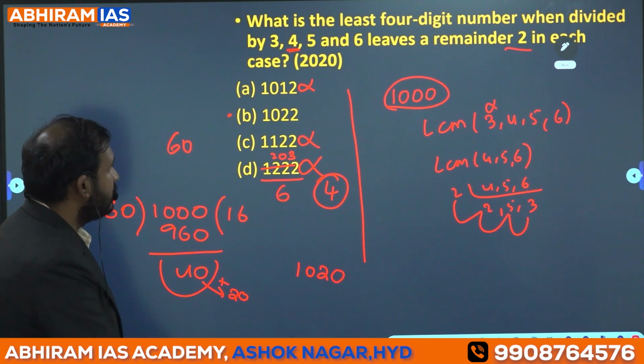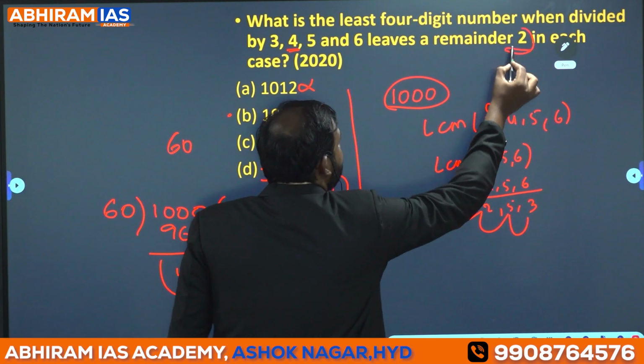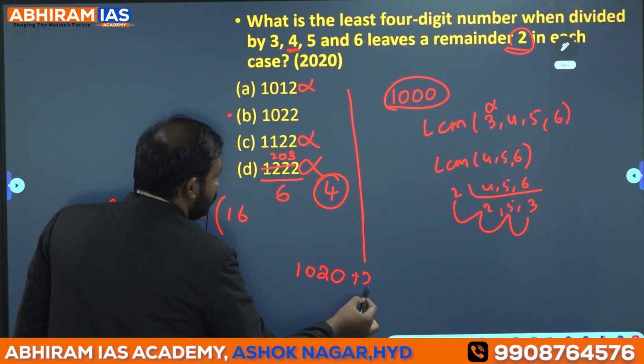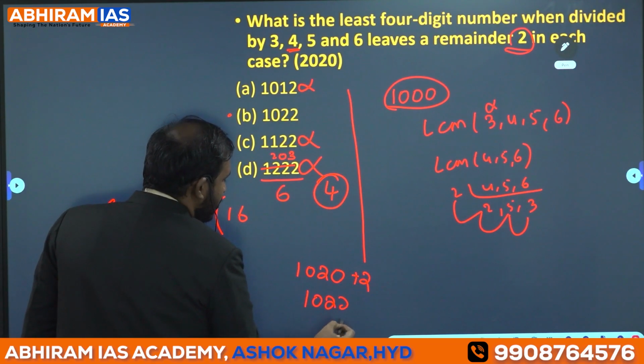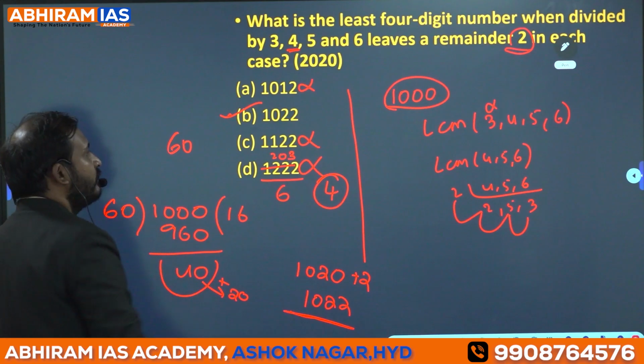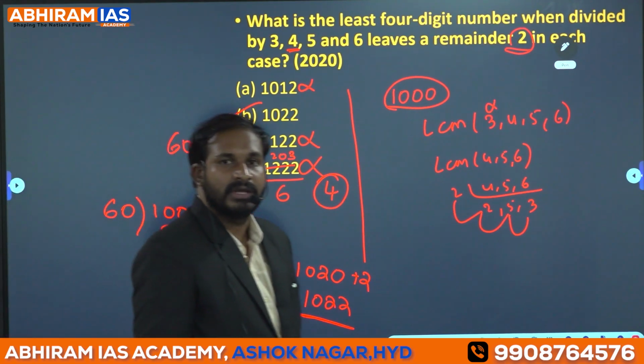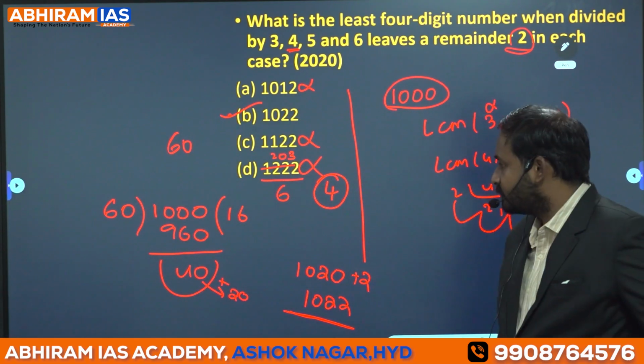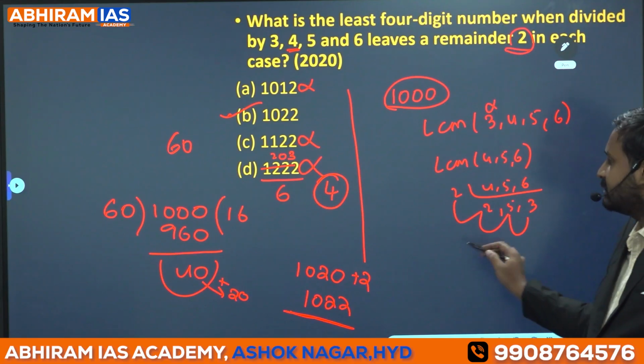Right? Now, but what is our case? It should leave a remainder 2. That means simply add 2 to this. 1022 will be our answer. Like this, you can find the answer. Understood, students? This is the procedure.